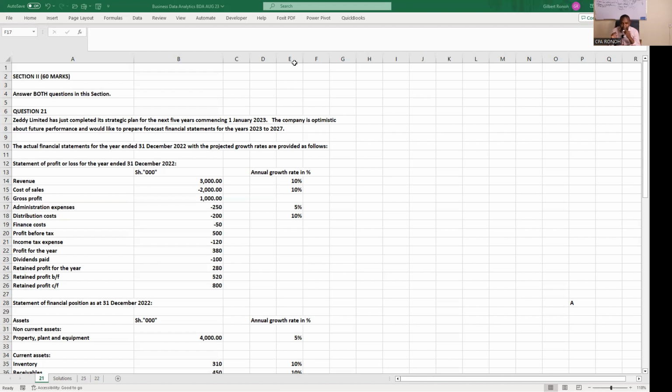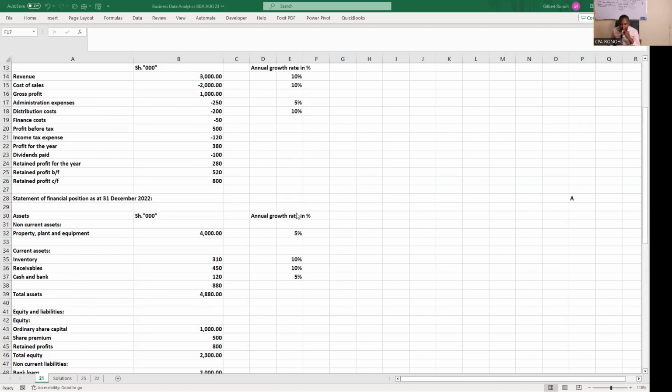So we have the statement of profit or loss for the year ended 31st December 2022. They have given us the revenue, cost of sales, all the way to the retained profit. There is an annual growth rate of 10% for revenue and cost of sales. We have 5% for administration expense, and we have 10% for the distribution cost. We also have the balance sheet and the growth rates they have given us here. We have all the assets.